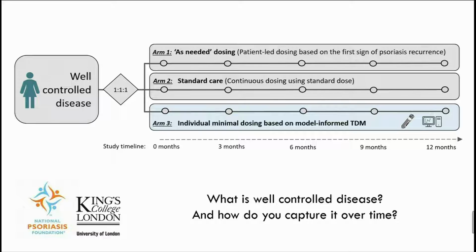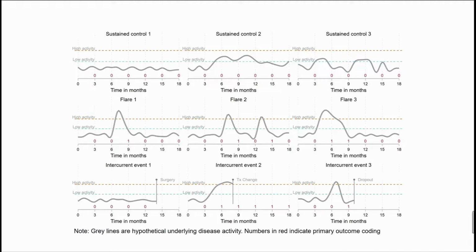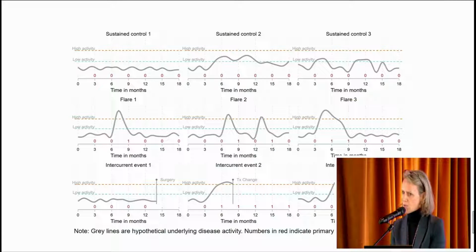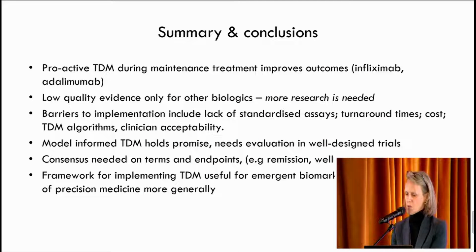But in designing this trial, what do we mean by well-controlled disease, and how do you capture it over time? A lot of the endpoints are PASI 100, PASI 90, but that's at the end of the trial. And thinking about that, you have to think about, well, what are the thresholds for low and high activity? How do you define a flare? There's really no consensus, as far as I know, across the community.